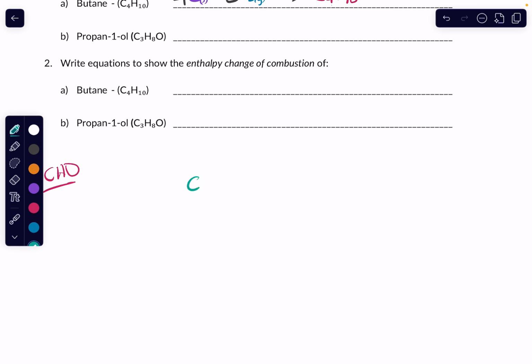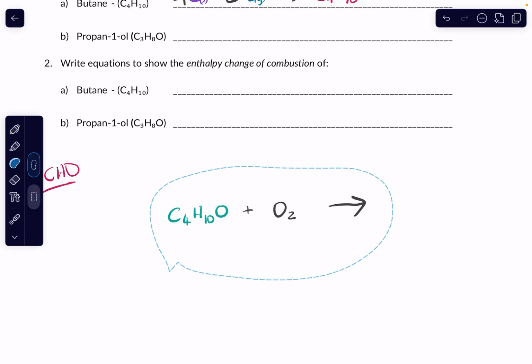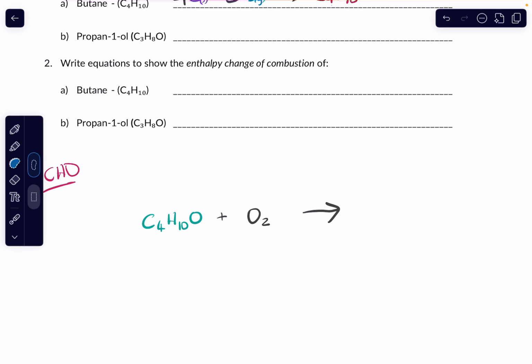So butanol is going to be C4H10, and I'm going to write it in the same way as you guys are familiar with it, with the O. I'm going to combust it in oxygen, so that's O2 over here, just like that. And that is going to produce CO2 and H2O. So we need to make sure that we write CO2 and H2O. And then we're going to balance it in the order C, H, and then O. C, H, then O. We're going to start off with the carbons.